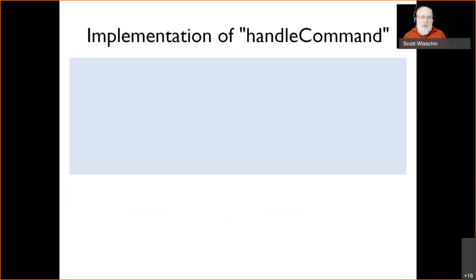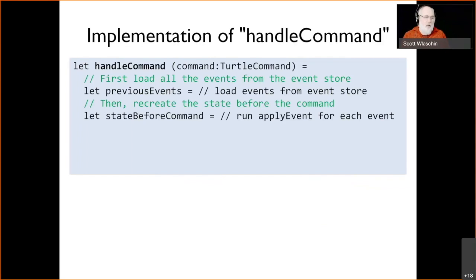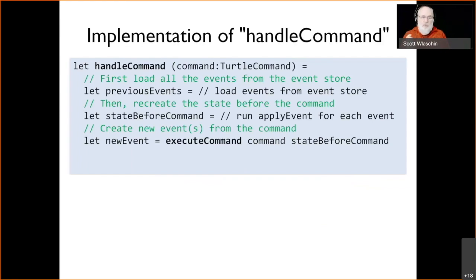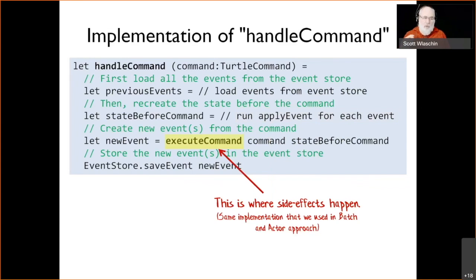Now, when I want to actually handle the command, the overall thing is load up all the events, replay all the events to get the state before the command happens, and then you execute the command, and that gives you a new event, which you then store back into the event store for the next time. So next time there'll be some extra events that you load up to replay. So when you replay the events in memory, you're not actually doing anything with the turtle. This is very important. You're just updating the logical state. It's only when you do the actual execute command that you actually talk to the turtle and move the turtle around.